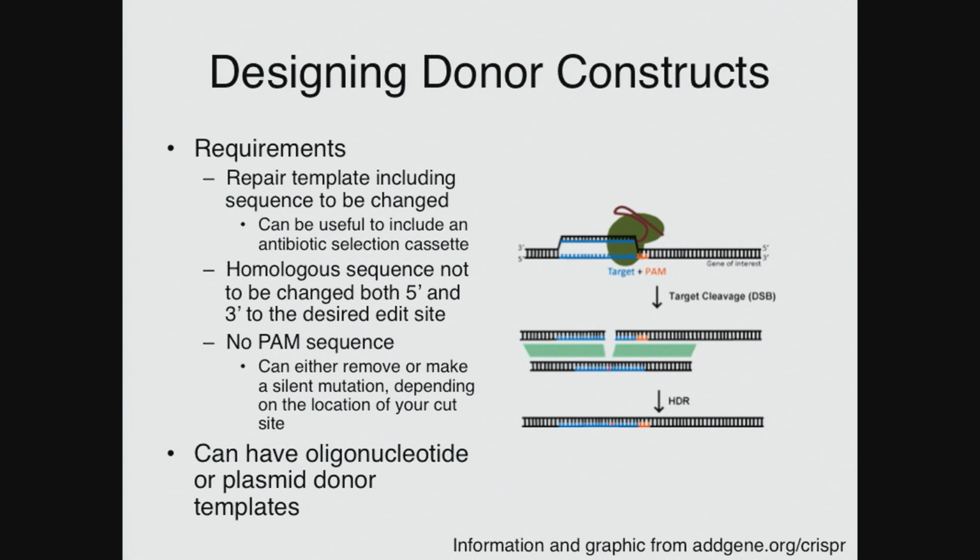So with that in mind, it can be useful to include in your donor an antibiotic selection cassette so that when you target the gene or the DNA, if your donor is actually integrated, you can select using antibiotic selection only the clones that were targeted. You want to make sure to include a homologous sequence that's not to be changed at both the 5' and the 3' ends of the desired site that you want to edit.